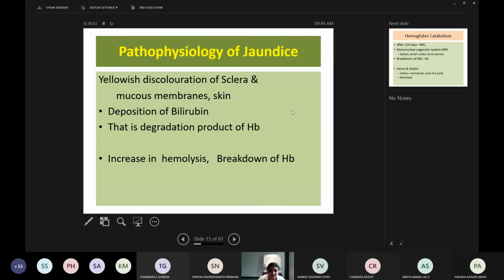Be active. Class, theory class should not be one-sided, right? Yellowish discoloration, everyone knows, since we have been studying jaundice for a long time. Can anyone tell me what is the cause for yellow discoloration at least? I have written the answer below only. Nobody wants to talk.